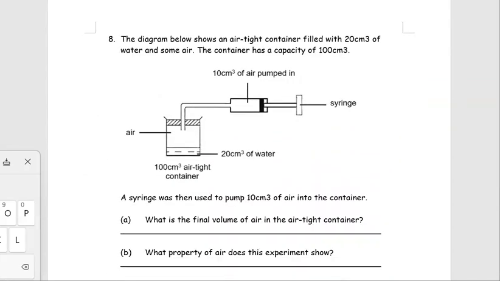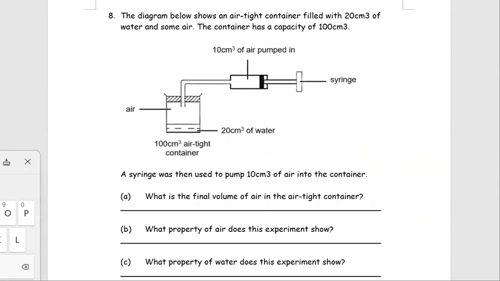Okay, let's go to question 8. The diagram below shows an airtight container filled with 20 cubic centimeter of water. This is a similar question. This container has a capacity of 100, which means that it leaves a space here of 80 cubic centimeter for the air to occupy. All right. When you pump another 10 cubic centimeter of air into it, what is the final volume of air?